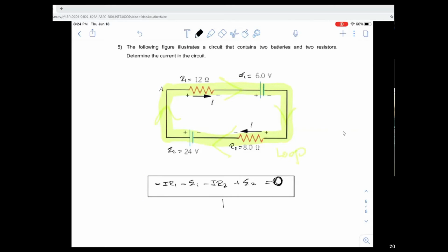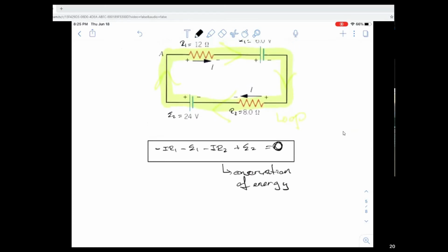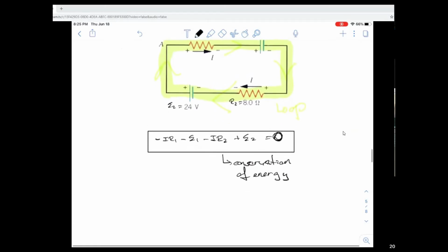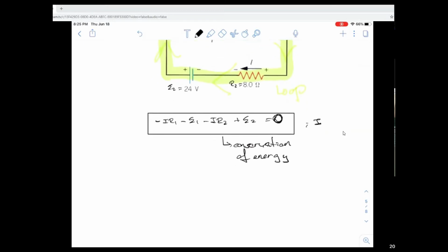All right, so this happens because of the conservation of energy. The amount of voltage supplied by the battery and the amount of voltage drop, energy lost, have to be equal to each other. This one is straightforward, obviously. The only thing you have to do is solve for I. Voltage terms are going to be on the left, I'll get current on the right, solve for I, and then you're done.